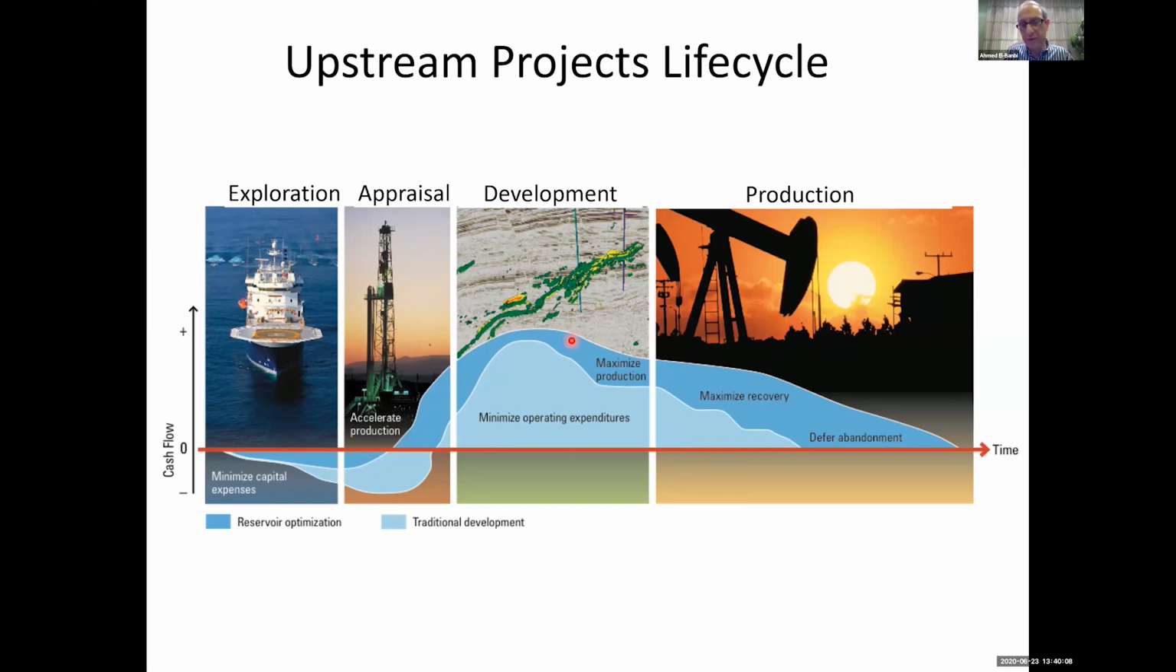There are two activities in development. Number one is drilling the rest of the wells. Could be tens of wells, could be hundreds of wells. So drill and complete our development wells. And the second activity is build our surface facilities and pipelines and flow lines. So the two activities here are drilling and surface facilities. Then we go into the production phase.